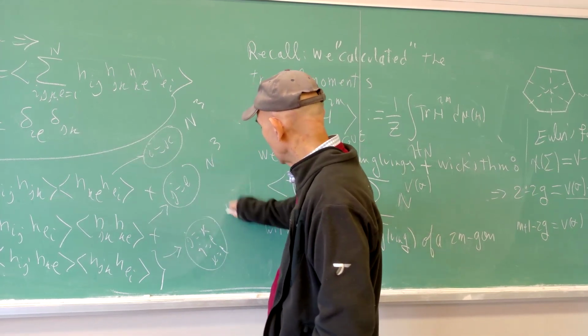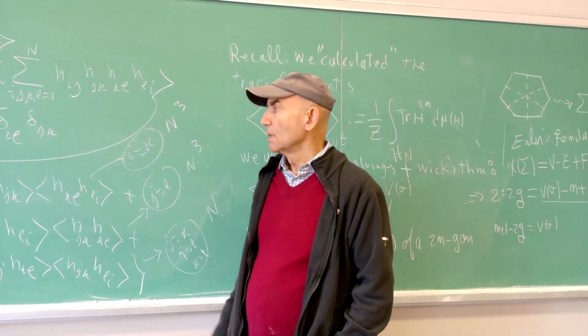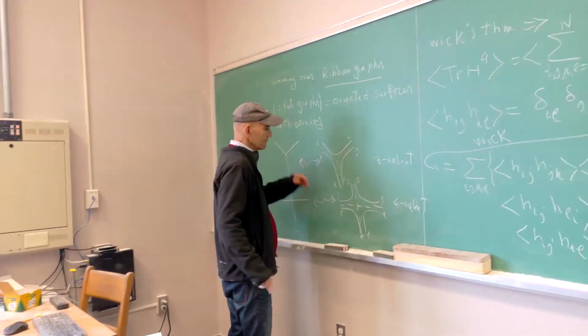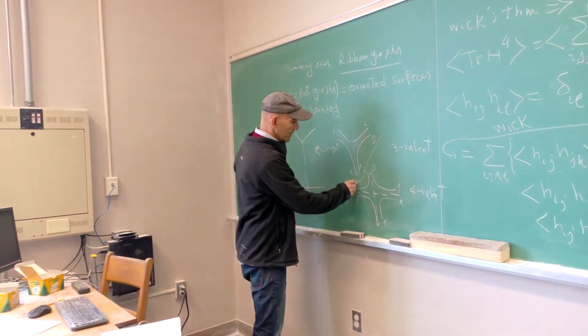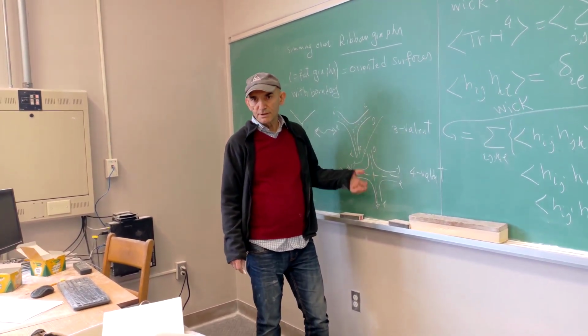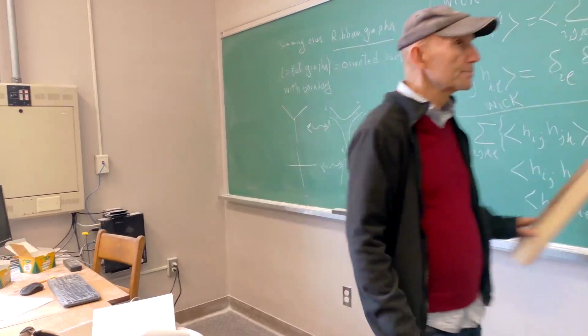So then you get N. Okay. So if you wanted to do this here, let's look at this 4 vertex. So there are 3 different gluings of the 4 vertex now.